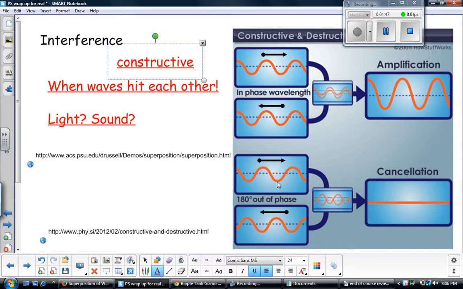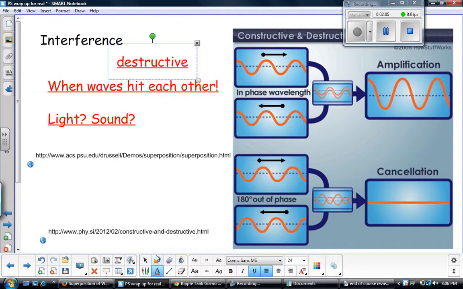Alright, well, sometimes when they hit each other though, this wave is going this way, this is going that way. Do you see how we have a trough lined up with a crest? When that happens, they're going to cancel each other out. And you can see here in the picture how troughs and crests are meeting each other. Instead of constructive, that is called destructive interference.